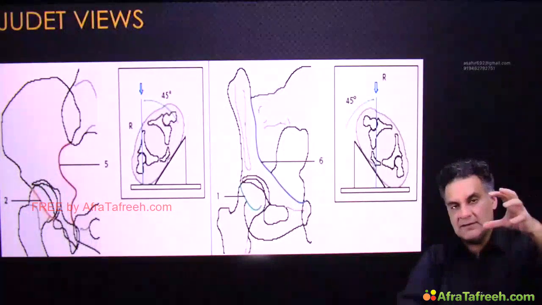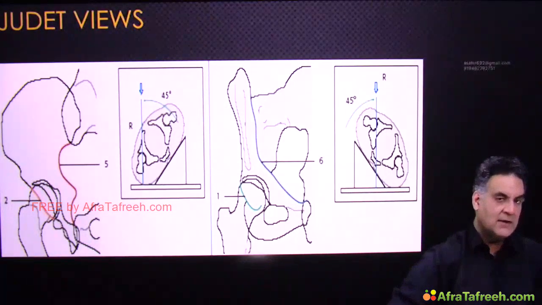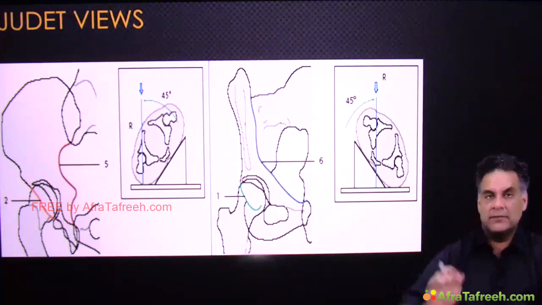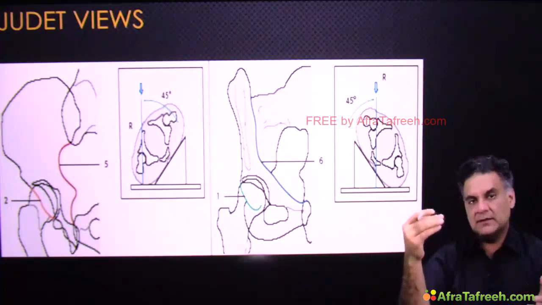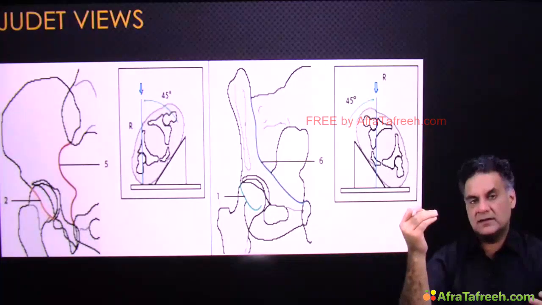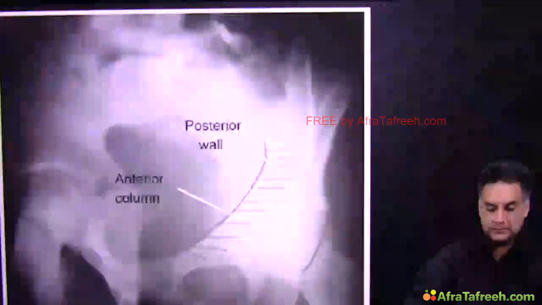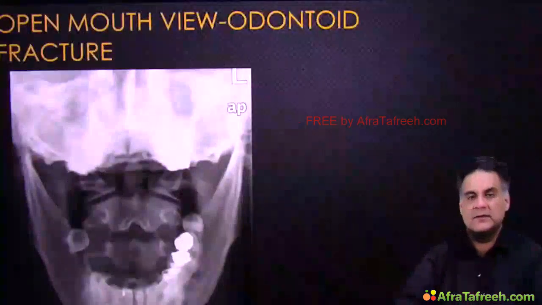The acetabulum is a 3D structure. You rotate the pelvis in different directions to have a look at different areas, called the Judet view. Judet's name is associated with acetabular classifications, acetabular views, acetabular surgical approaches. And that's how it will show you different parts of the pelvis.